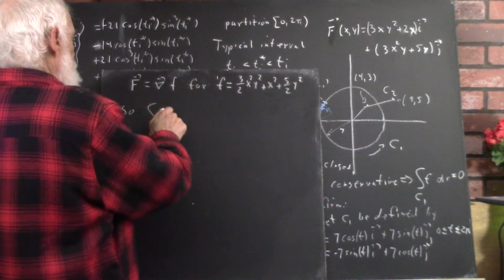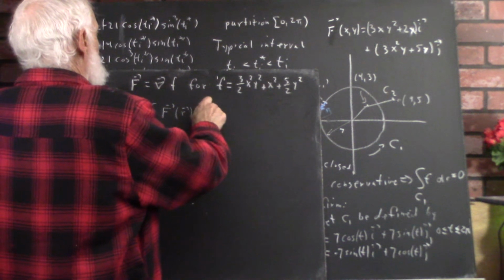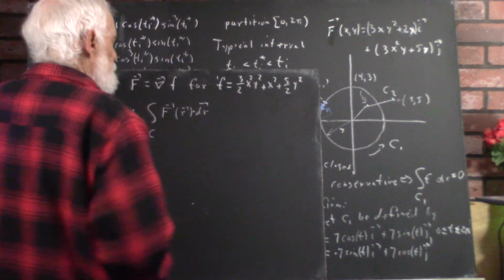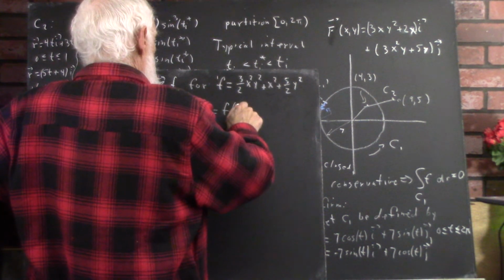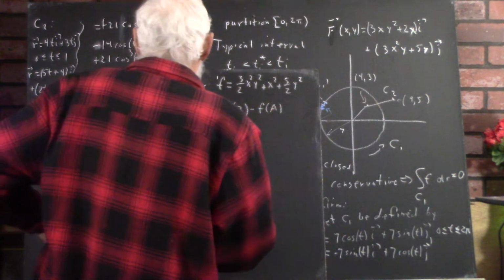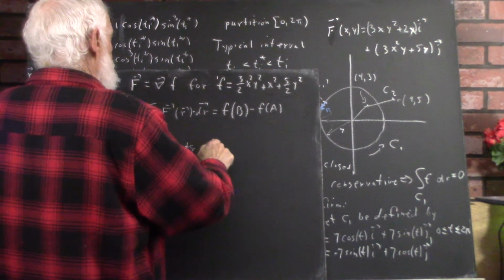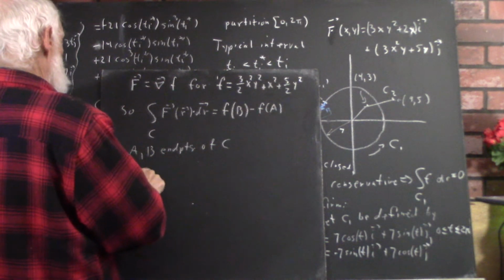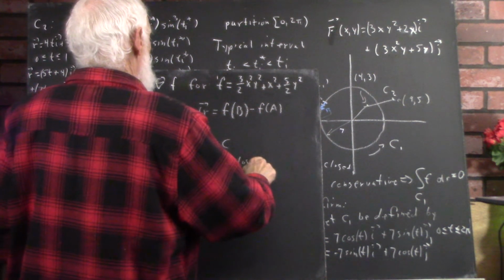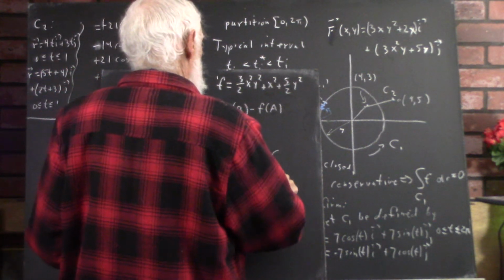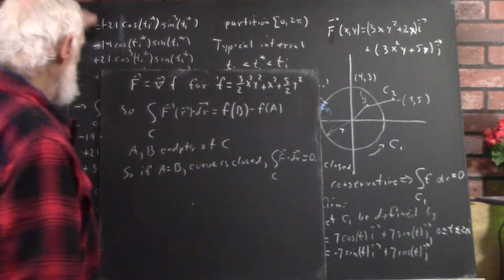Okay, so the integral over any curve of F of r dot dr has to be equal to little f of B minus little f of A. A and B are the endpoints of C. So if A equals B, the curve is closed, and the integral of F dot dr has to be 0, and that's confirmed by what we get here.